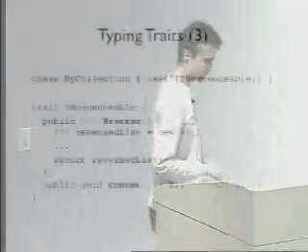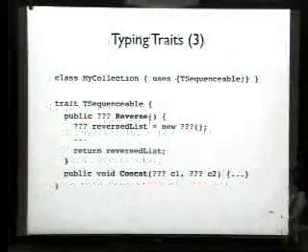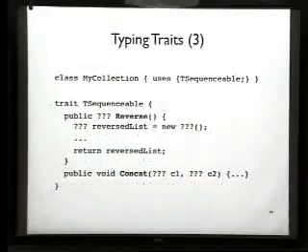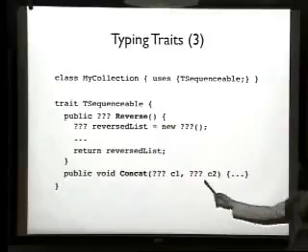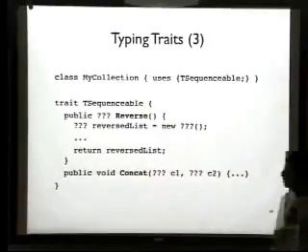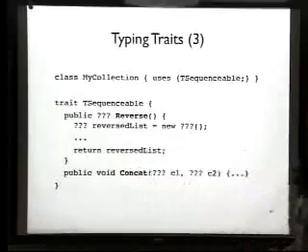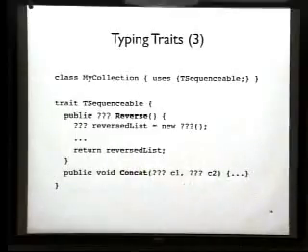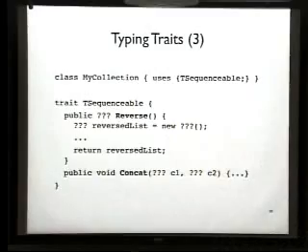So to show you an example, what's the problem? We have here a class, MyCollection, that uses a trait TSequenceable. The trait TSequenceable provides here two methods. So we have reverse and concat. And you see here with the question marks the problems we have. So we have to decide, we have to put something in here, just a type. So the problem is, what types do we use here to make that trait shareable and flexible to share?